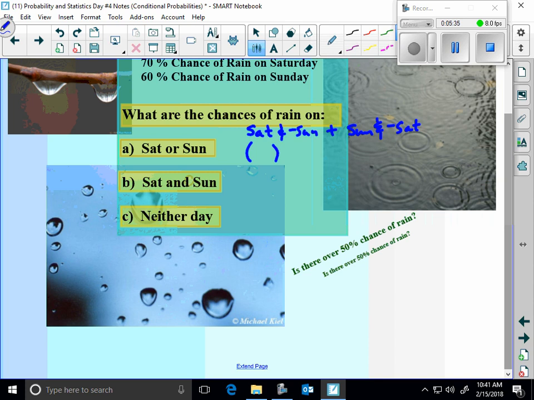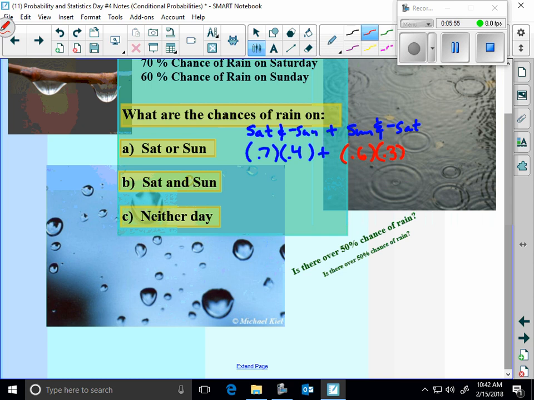So probability that it rains Saturday is 0.7. Probability it doesn't rain Sunday is 0.4. Then we're going to add that. I'm going to do this in a different color. Probability it rains Sunday is 0.6. Probability it doesn't rain Saturday is 0.3.